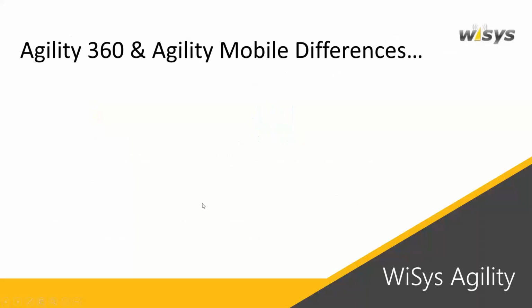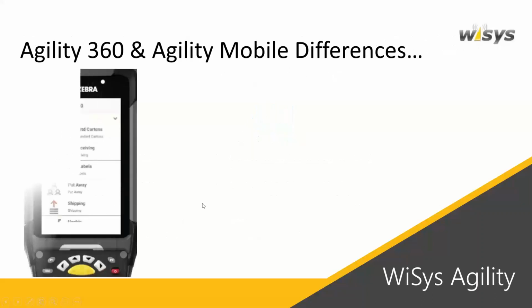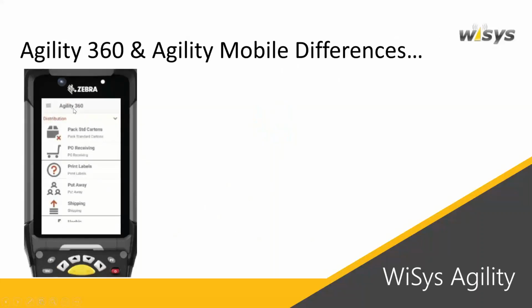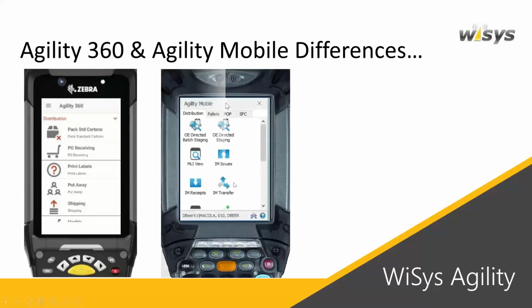So let's take a look at what it looks like. This is Agility 360 running on a new Zebra, and I believe it's an MC9300 device. And in comparison, this is a Windows CE device. So it looks very similar, but the color scheme and the menu structure, here we had some tabs that you would click on for the various applications that the end user has access to.